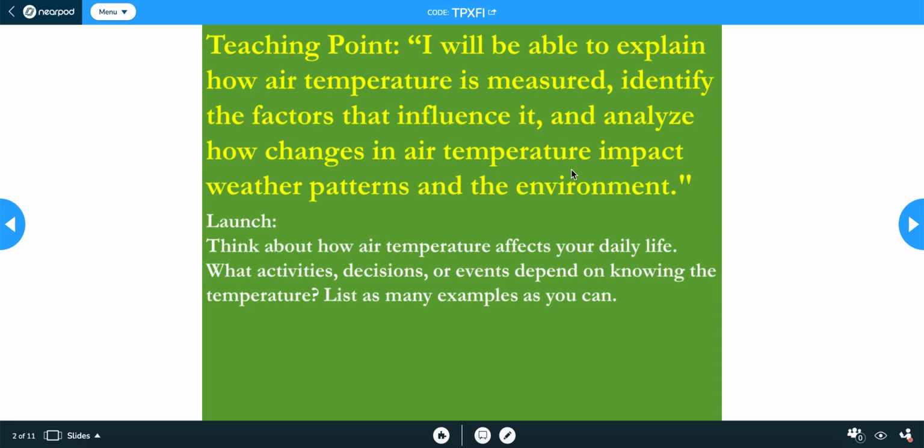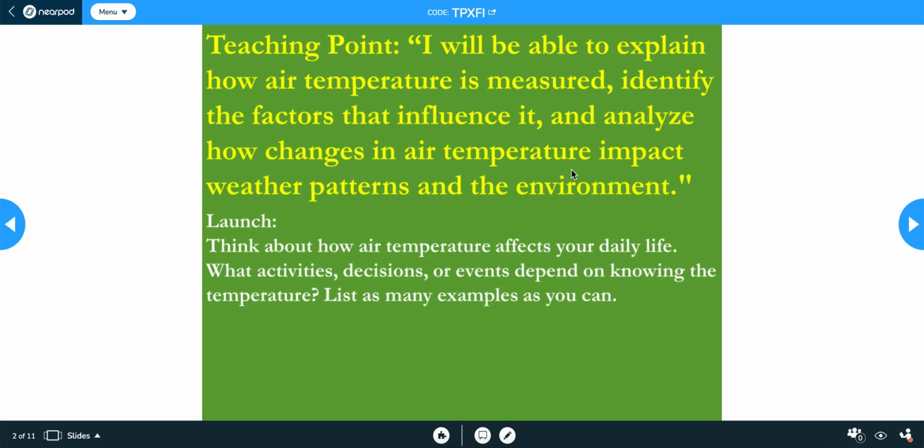Launch. Think about how air temperature affects your daily life. What activities, decisions, or events depend on knowing the temperature? List as many examples as you can. All right, so you can pause the video here, think about an answer, and then you can hit the play button to listen in.